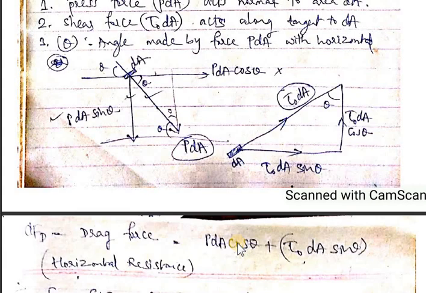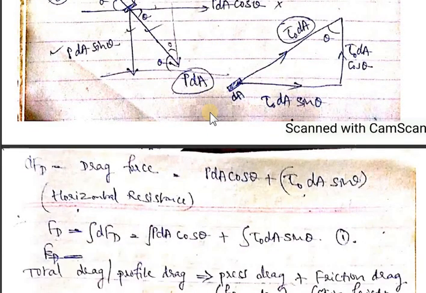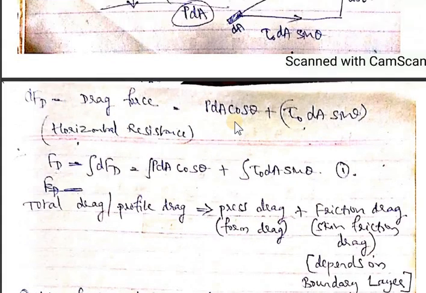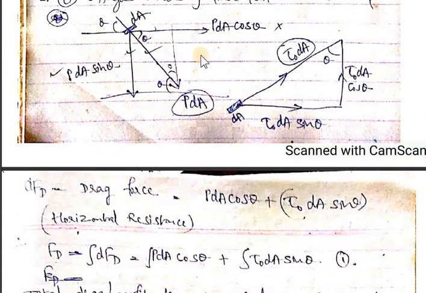Before going to the resultant force, we should know the lift force and drag force. Once we resolve these two forces into horizontal and vertical components, I can write the drag force, which is always in the horizontal direction, considering two horizontal parameters, that is p dA cos theta plus tau naught dA sin theta. Those two are in the horizontal direction, so I can add them and call it the drag force.